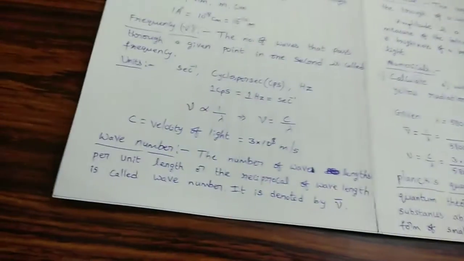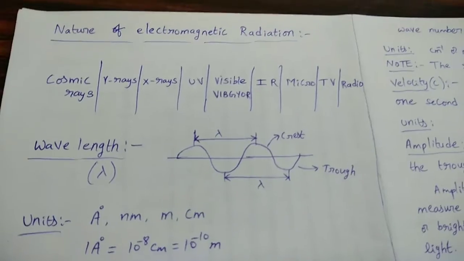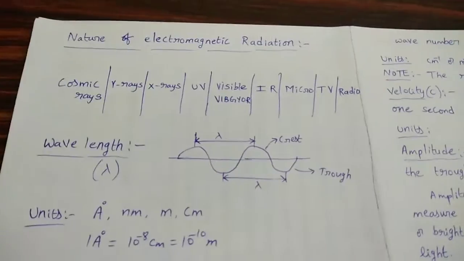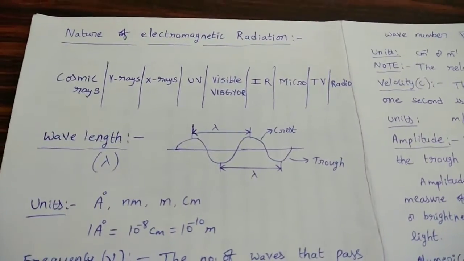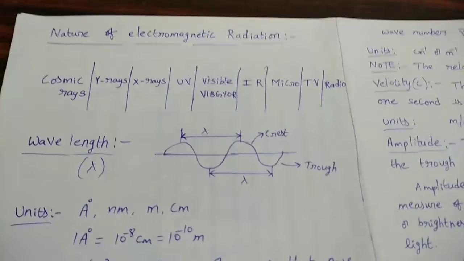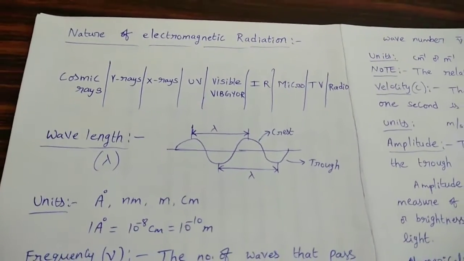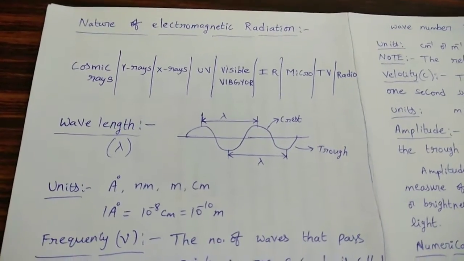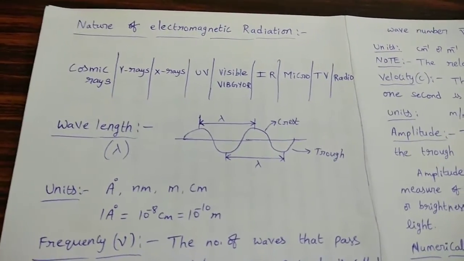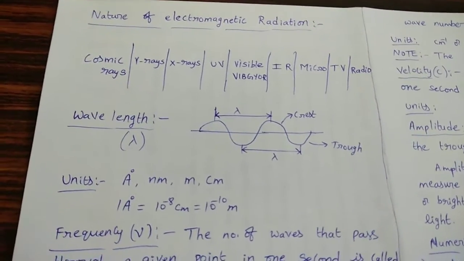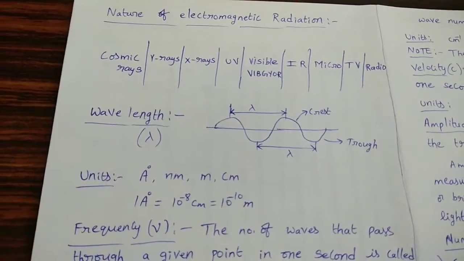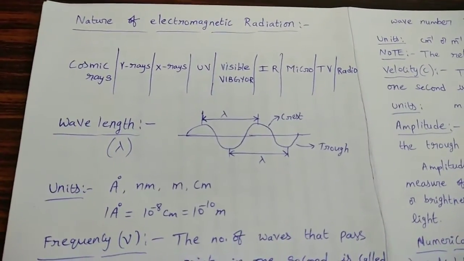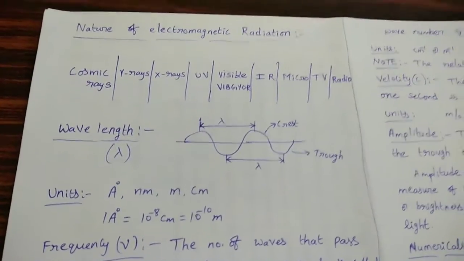Next, see the next one. Nature of electromagnetic radiation. Electromagnetic radiation means from sunlight we can get sun rays. These sun rays have different types of radiations. When these radiations travel from the sun to reach the earth, electric and magnetic fields are produced in their propagation, and these two fields are perpendicular to each other and also perpendicular to the propagation of these radiations. That's why these are called electromagnetic radiations.